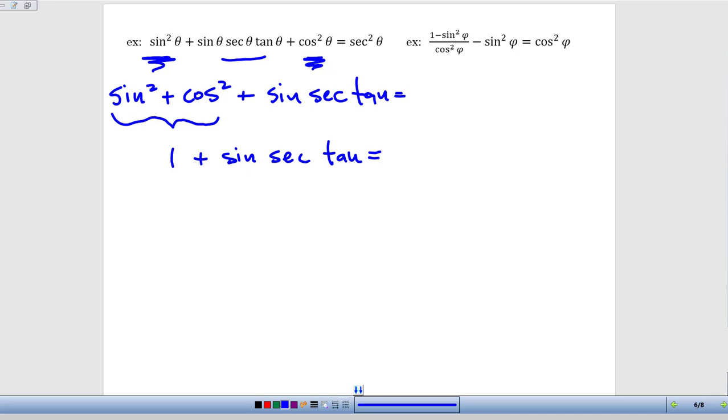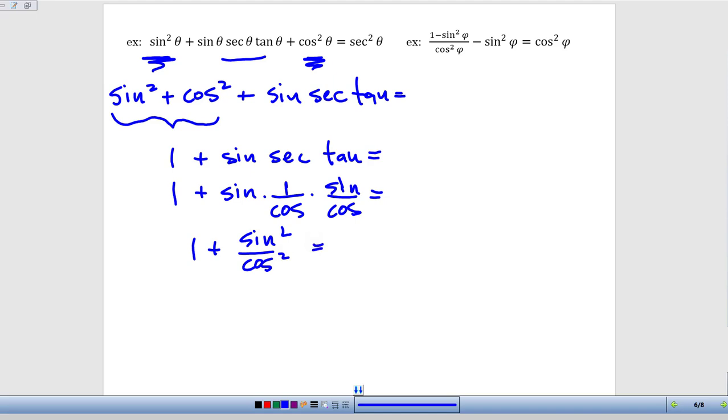Now I need to deal with this sine times secant times tangent. So I'm going to do the same thing that we did on the previous two examples, is I'm going to resort to changing these to sines and cosines and see where that leads. So I still have this 1 plus, well, sine is already a sine, so I'm going to leave it like that, times 1 over cosine times sine over cosine. And so what I can see here is no cross-canceling of any type, but at least I have the same thing on the top and the same thing on the bottom. So I can rewrite this as 1 plus sine squared over cosine squared.